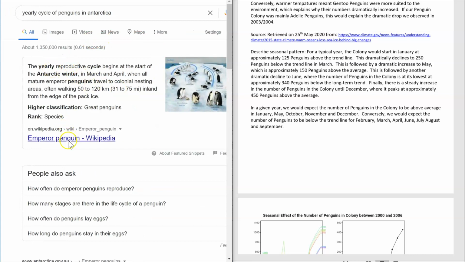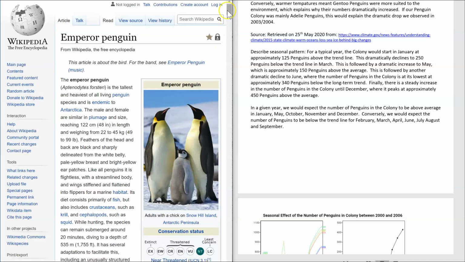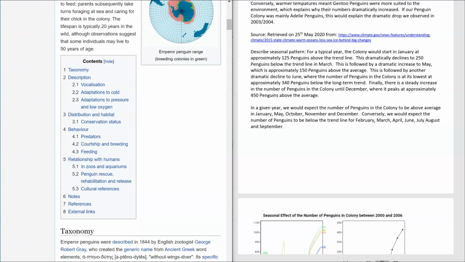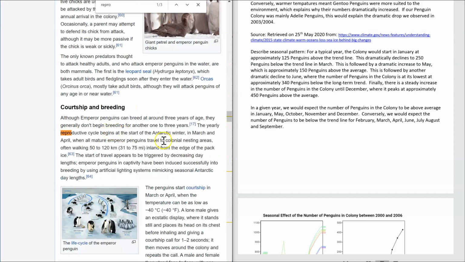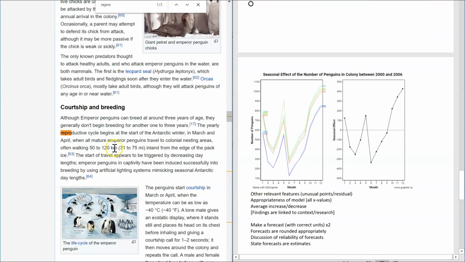And it looks like, well, it's not a great source, but it looks like Wikipedia is there. So this is about emperor penguins, but let's see what it does. And it did note the reproductive cycle, so maybe this is all about breeding as well. So let's just see where that was. Okay, and let's have a look at our graph just to see if we can match these up.